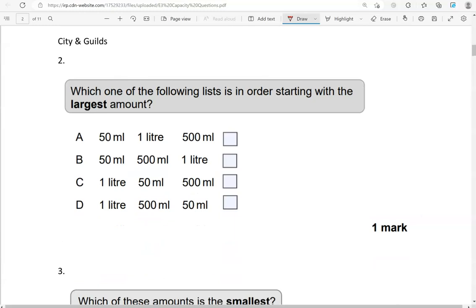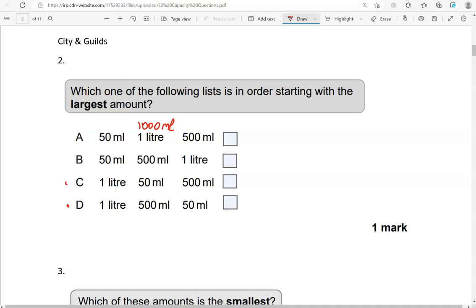Which one of the following list is in order starting with the largest amount? So we've got 50 millilitres, 1 litre, 500 millilitres. 1 litre, we said earlier, is equal to 1,000 millilitres. So now we're comparing 50, 1,000 and 500. And we need to start with the largest amount, and that's 1,000 millilitres or 1 litre. So it's either C or D.